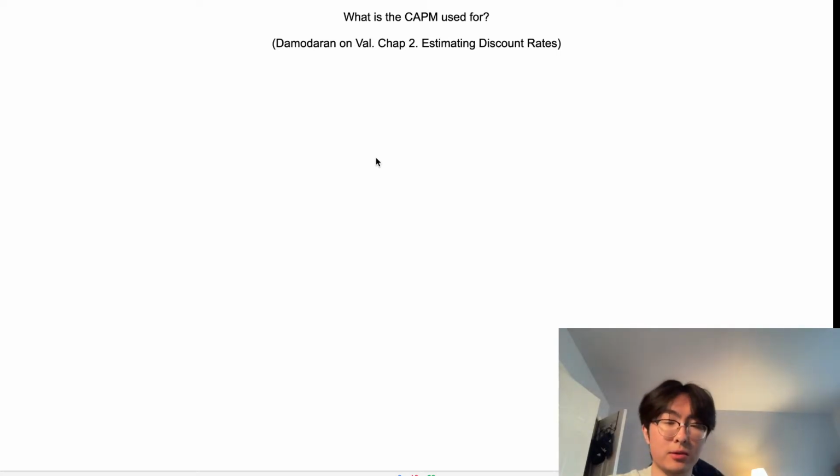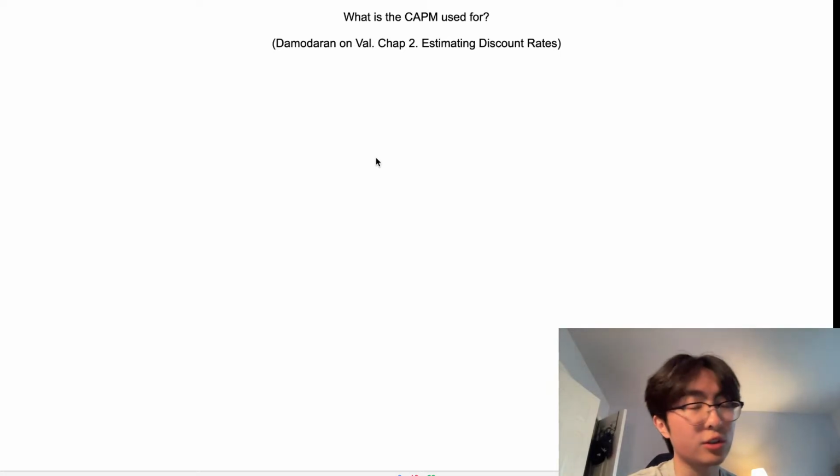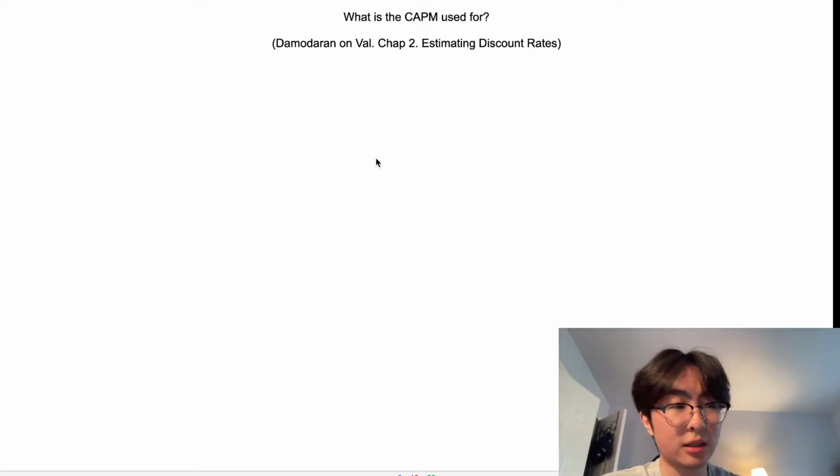What is the capital asset pricing model used for? So the capital asset pricing model is used as a way to measure risk, specifically just market risk. Under the capital asset pricing model, we define the return of some asset as the combination of the risk-free rate and the exposure of that asset to a market portfolio. That's captured in the beta, which is used to multiply the excess return of the market portfolio.